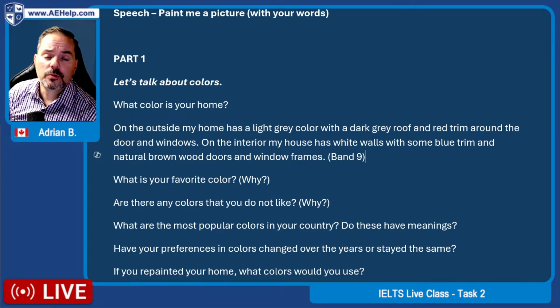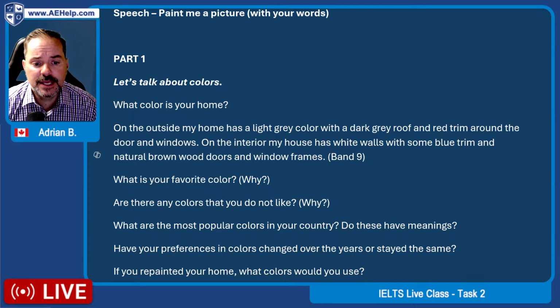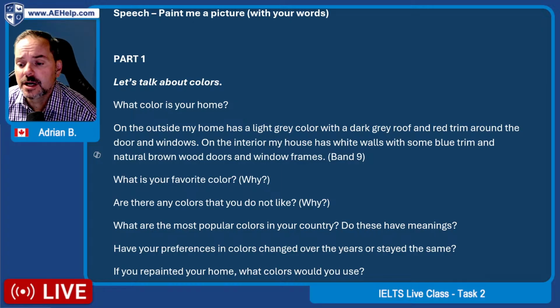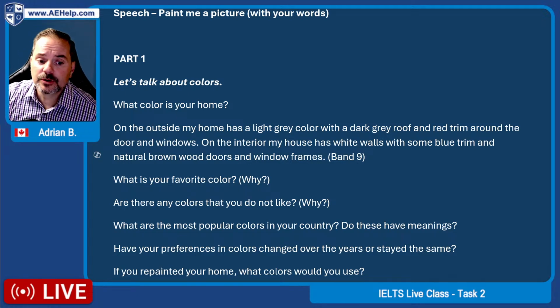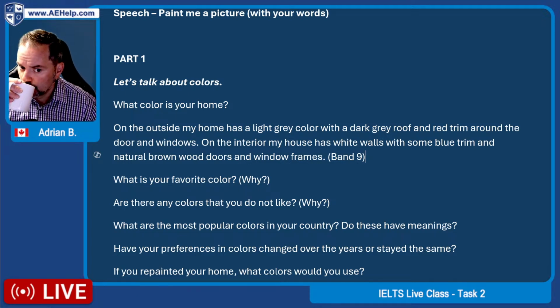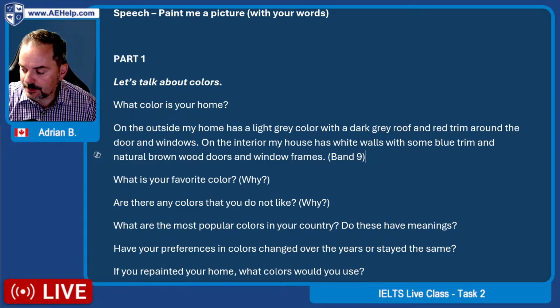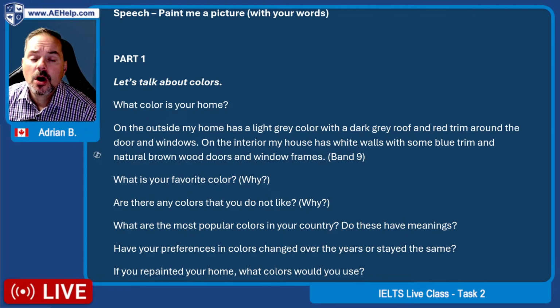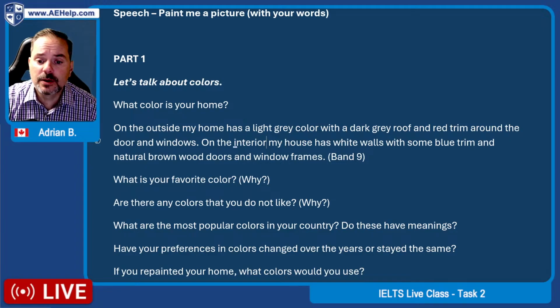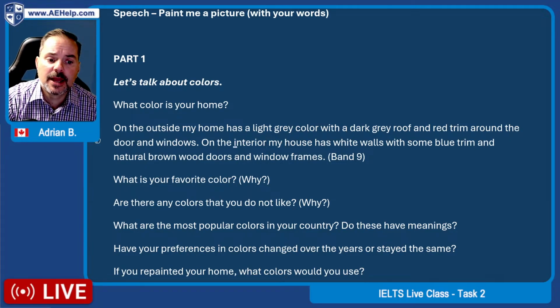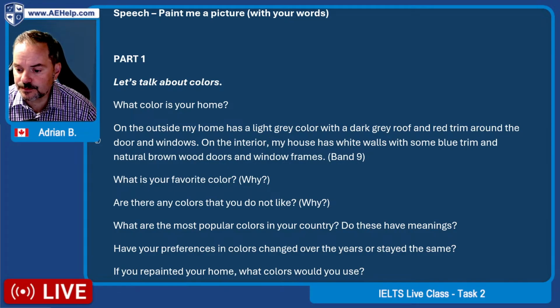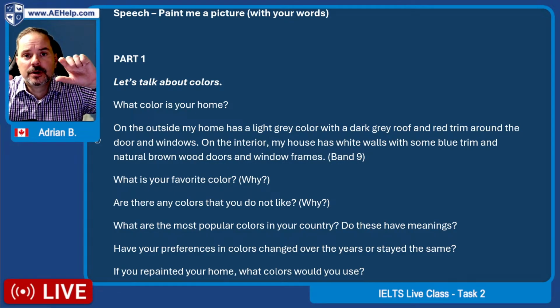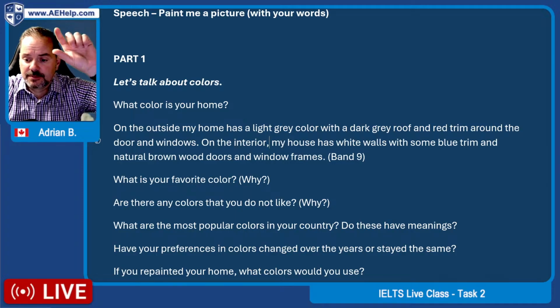Okay, so repeat after me, students. On the outside, my home has a light gray color with a dark gray roof and red trim around the door and windows. On the interior, my house has white walls with some blue trim and natural brown wood doors with wood frames. Okay, trim is that wood or the piece that goes around the frame.